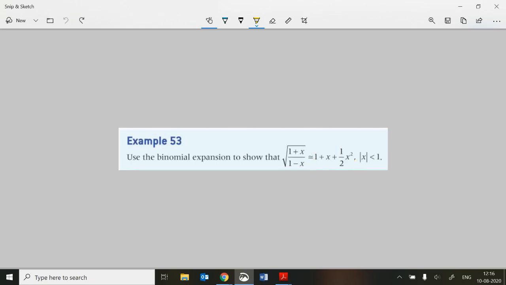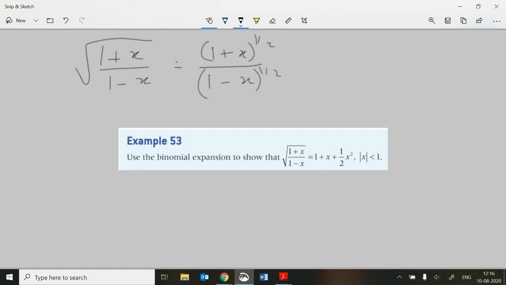Okay, so we're going to need to try and figure out how to do this, but we can see that in fact we could split this up. So again, just laws of indices being used here. We're going to need to do a little work here and say, well, that's the square root of both the top and the bottom. That's this to the power of a half divided by 1 minus x to the power of a half. But then, of course, that's the same as doing 1 plus x to the power of a half multiplied by 1 minus x to the power of minus a half.